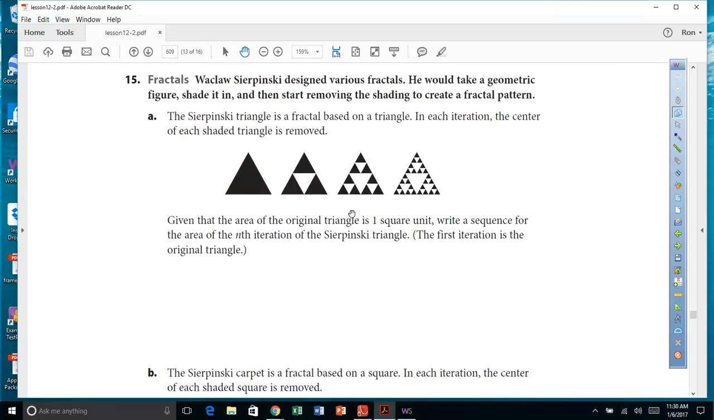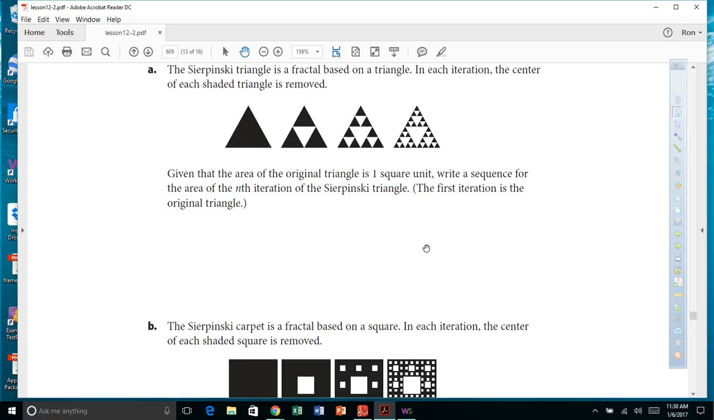Fractals. Wacław Sierpinski designed various fractals. He would take a geometric figure, shade it in, and then start removing the shading to create a fractal pattern. The Sierpinski triangle is a fractal based on a triangle. In each iteration, the center of each triangle is removed. All right, these are actually pretty cool.